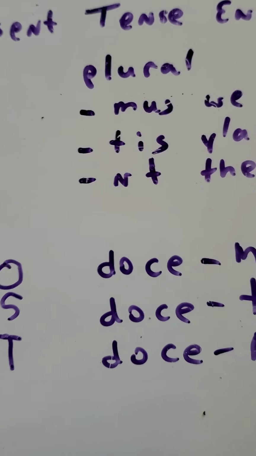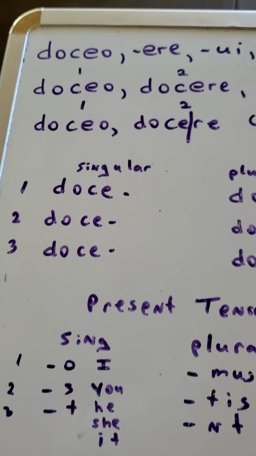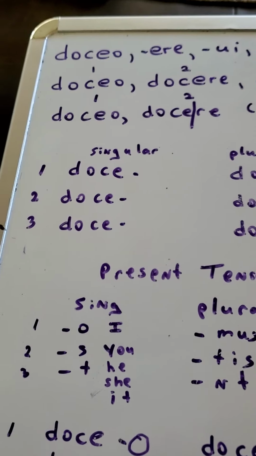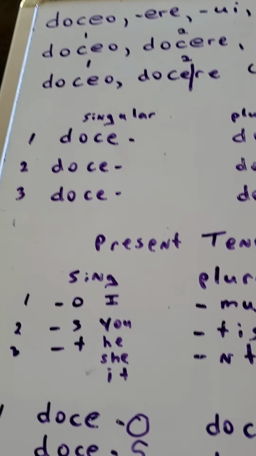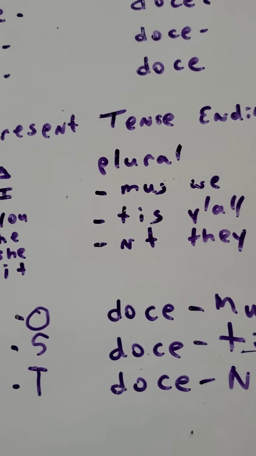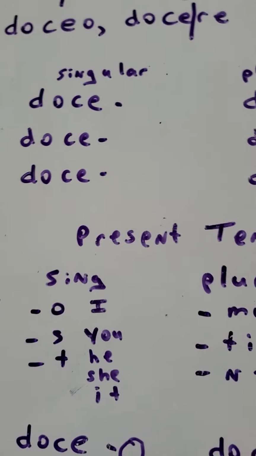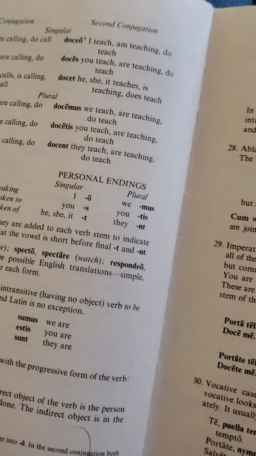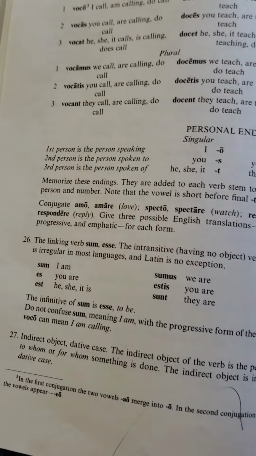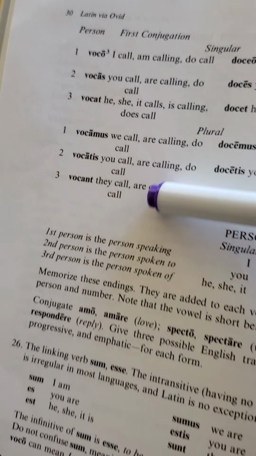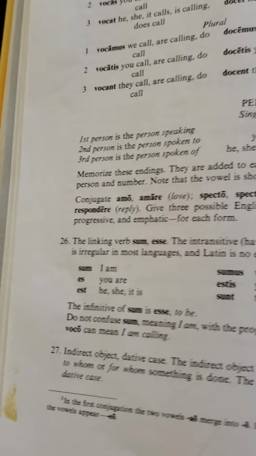So we've just conjugated the verb doceo, docere in the present tense. Okay, and so we'll work more with that later, but now let's look at the rest of the grammar. Sorry for that little board drop there. Okay, so that's what's happening on page 30. So you can look at that, read over that.